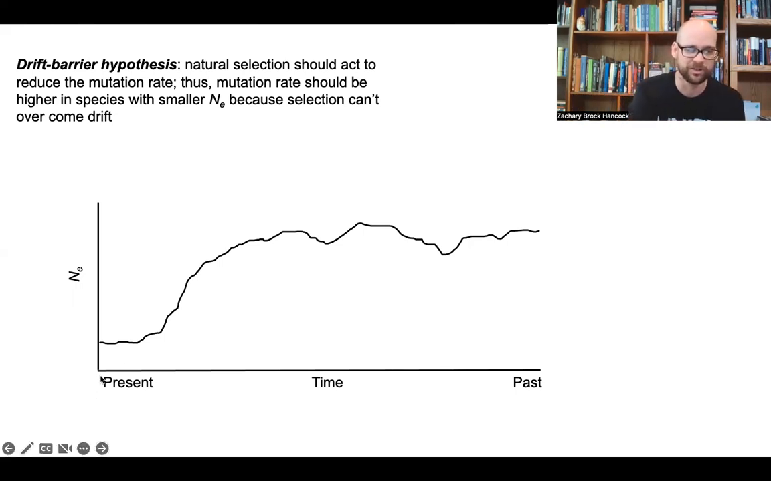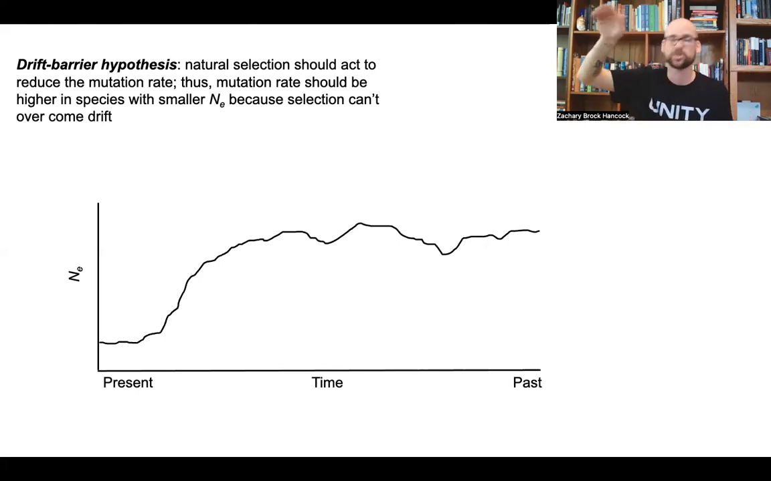In this graph, we have the present down here at the origin, and then backwards into the past, and then the effective size on the y. In the present, in the most recent past, population size is small for this little hypothetical example. And then in the past, it was bigger. So we've had a recent population decline, and then it was kind of stable backwards in time.